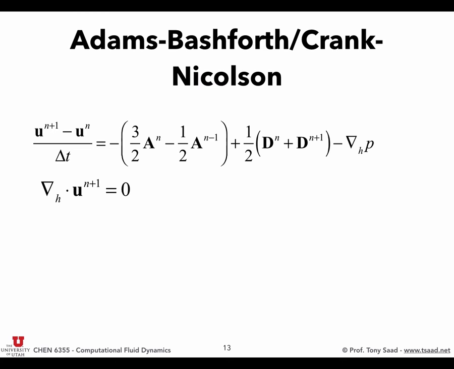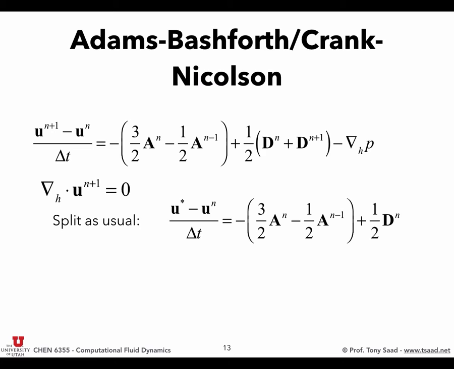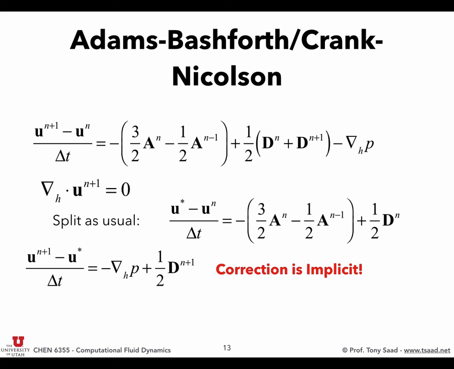So the way we solve this, we split as usual. We go for the projection. So provisional velocity minus u^n over delta t. We keep the advective terms and the explicit diffusion term, and we let these be part of the projection. Okay? So then, when we project, we do this form.